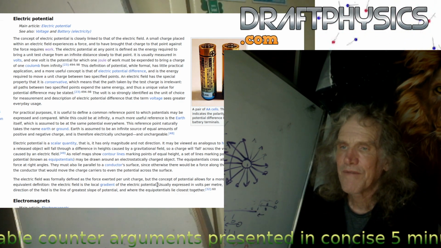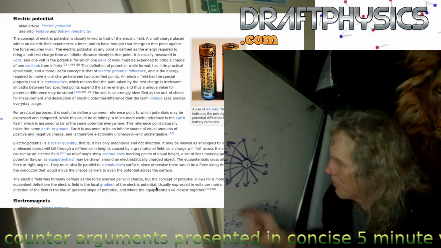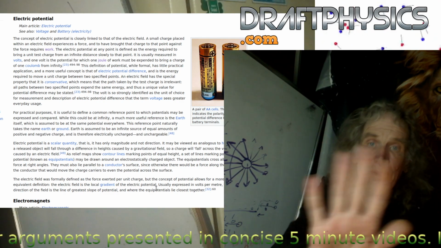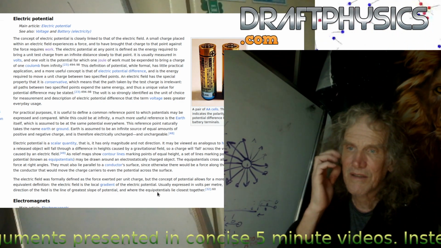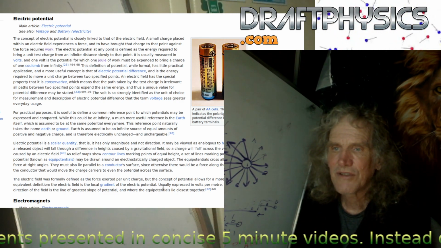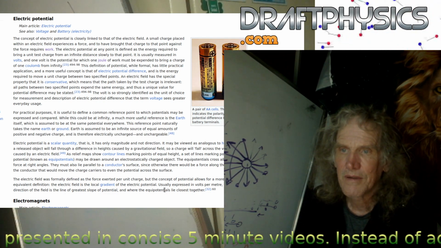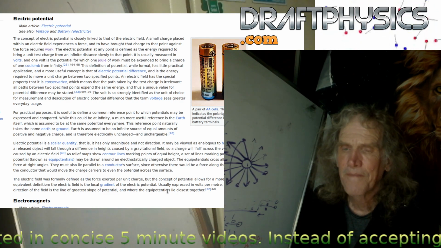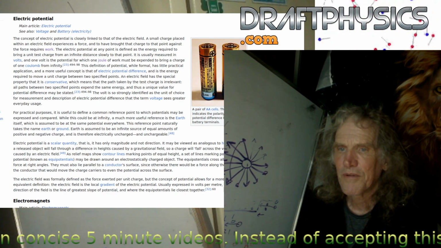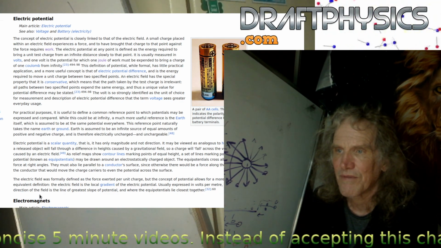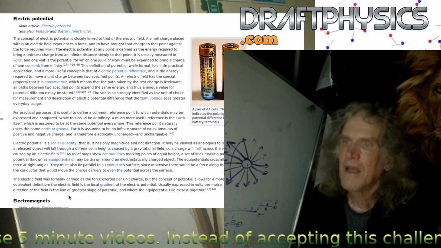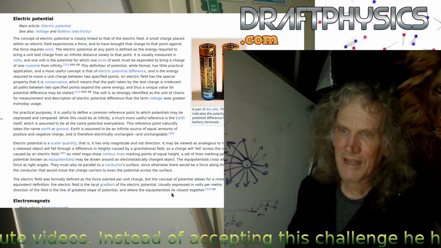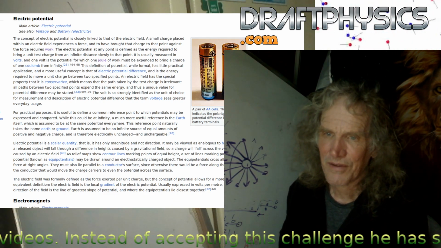So again, the electric field is a consequence of moving electrons, and when you move the electrons, they create an emergent consequence to the rest of the universe. They change the universe's pattern. They make whatever they're in look different when they're moving. Usually expressed as volts per meter, the vector direction of the field is the line of greatest slope of potential and where the equipotentials lie closest together.